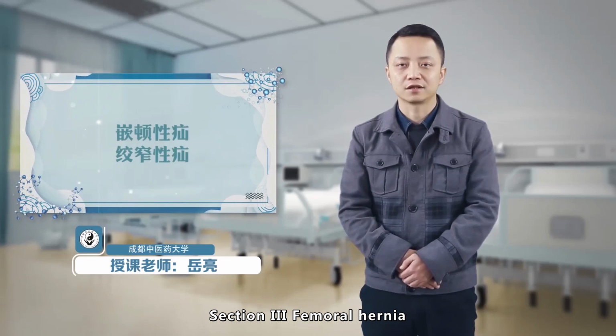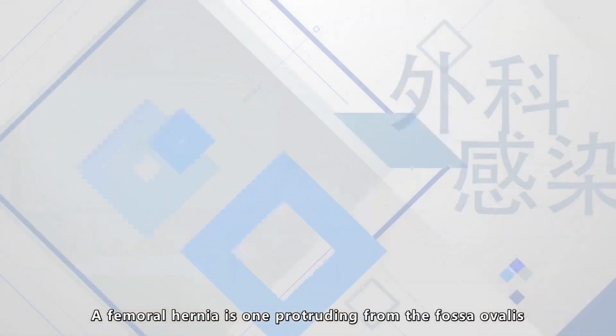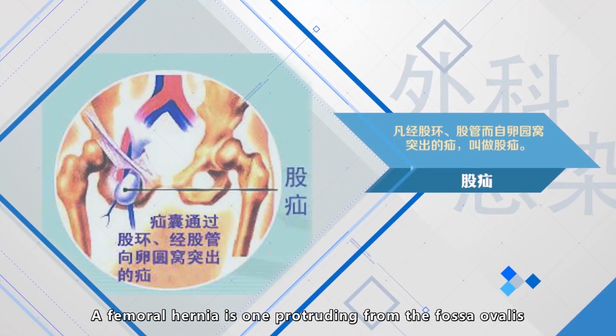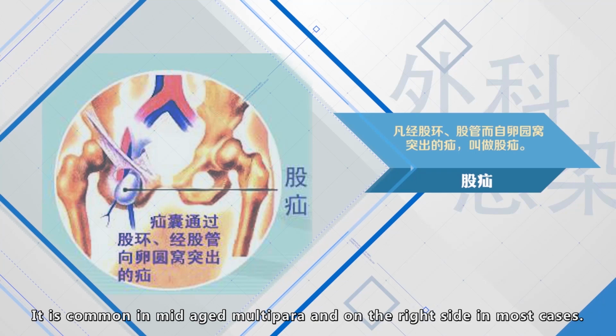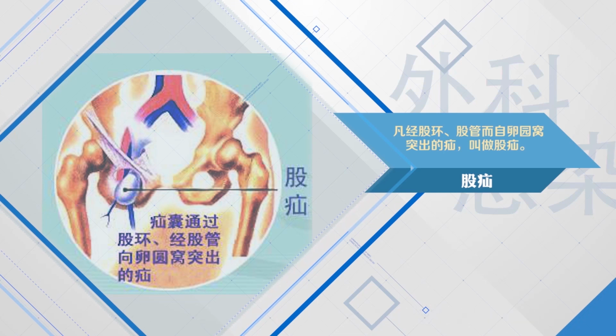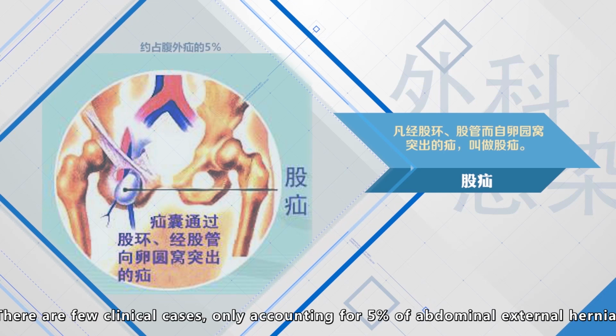Section 3. Femoral hernia. A femoral hernia is one protruding from the fossa ovalis through the femoral ring and the femoral canal. It is common in mid-aged multipara and on the right side in most cases. There are few clinical cases, only accounting for 5% of abdominal external hernia.